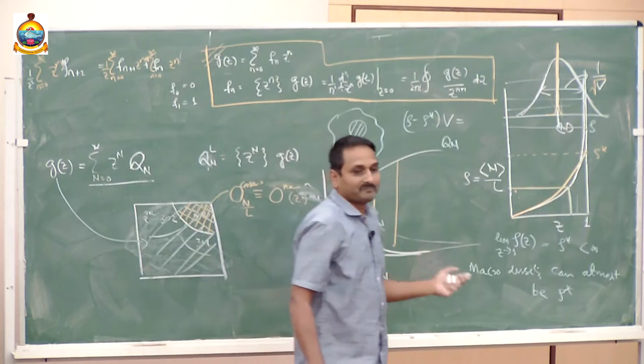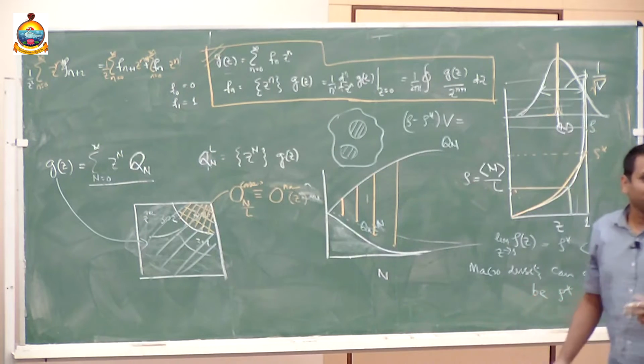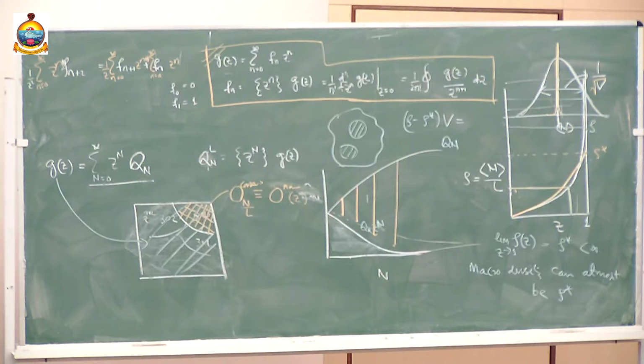So condensation is a phenomenon that happens when there is a shortfall of this. If rho z goes to the maximum value and this is finite, then some particles will accumulate at some site. A macroscopic number of particles will occupy some site.